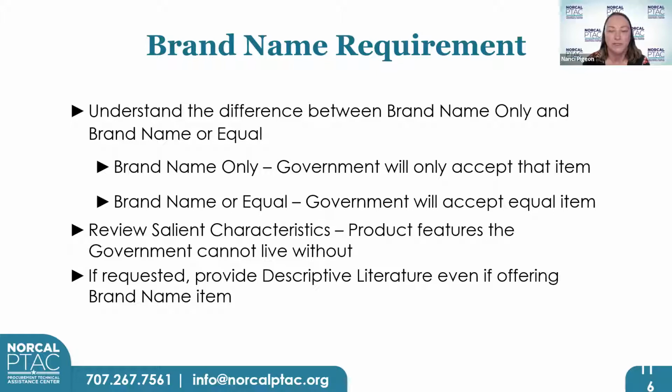So if it's not a brand name requirement or a brand name or equal, usually they're going to have salient characteristics listed there. And the salient characteristics show everything that is involved in the item that they're looking for. It'll be up to you to either find the best match, or if you're a manufacturer, to see if you can build that item.